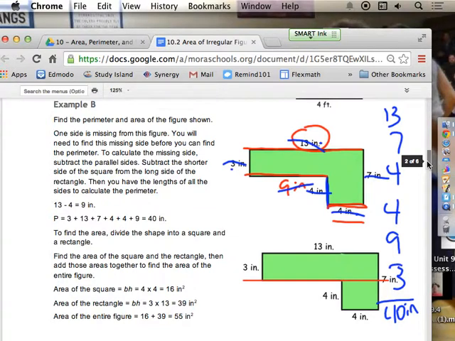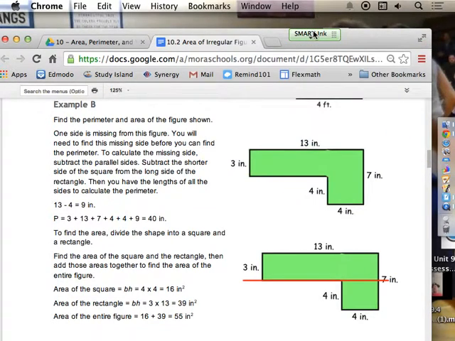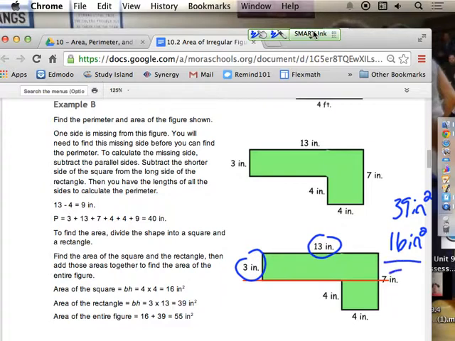To find the area of that figure, you can see they divided it up. Now you could have divided it up 2 ways. Here's one way to do it. They took 13 times 3, which is 39 inches squared. And then they took 4 times 4, which is 16 inches squared. You add that together, and you end up with 55 inches squared. So once I get my 2 sides, 39 and 16, I add them.